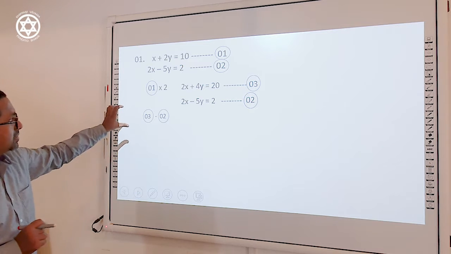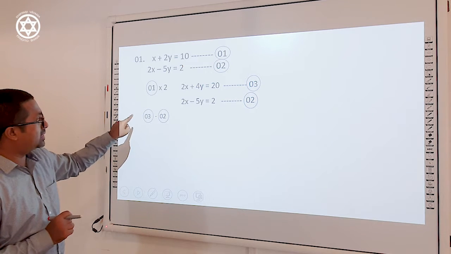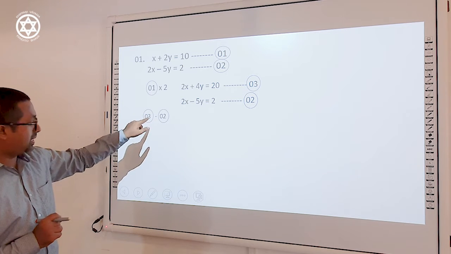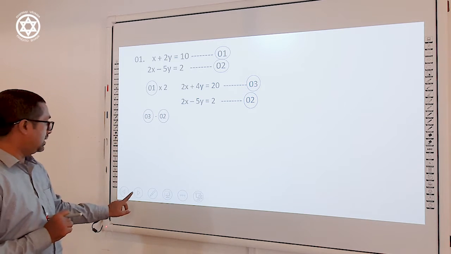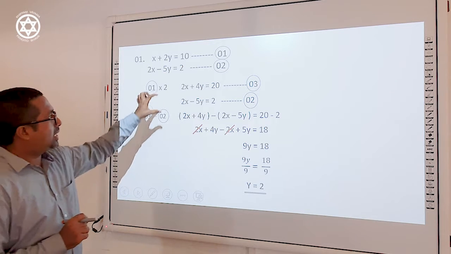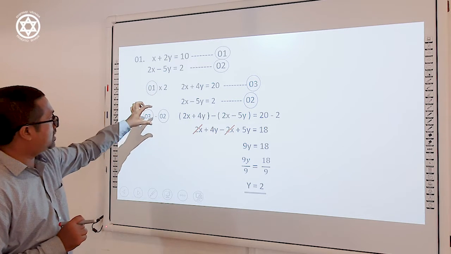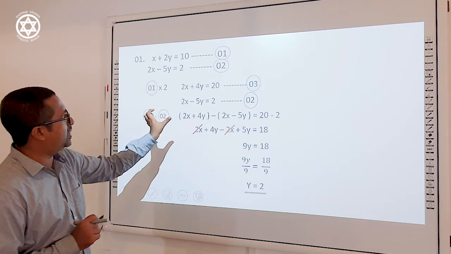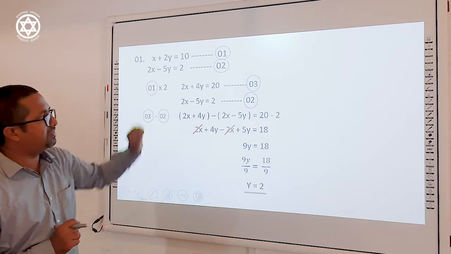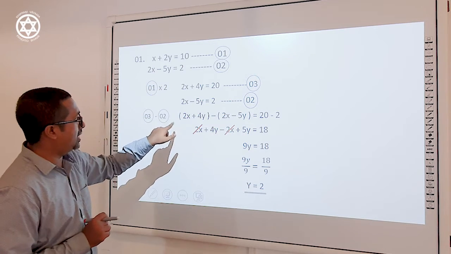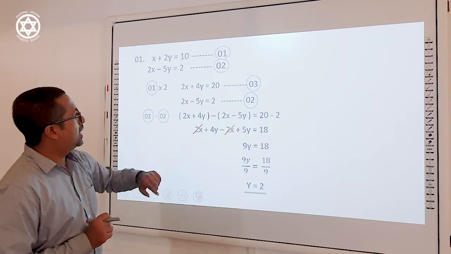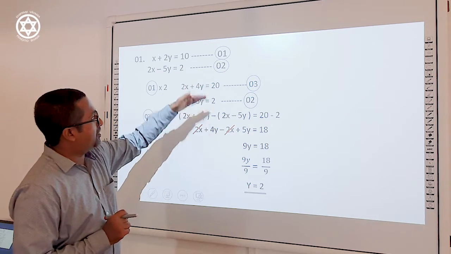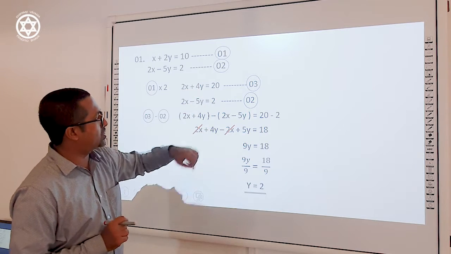Then you have to select a suitable operation. Here we subtract the second equation from the third equation; I will explain later how to select this operation. When subtracting equation 2 from equation 3, the left hand side of the second equation you must subtract from the left hand side of the third equation. You can use brackets here: 2x plus 4y minus (2x minus 5y) is equal to the difference of the right hand sides, 20 minus 2.